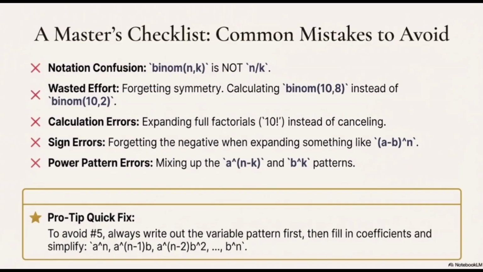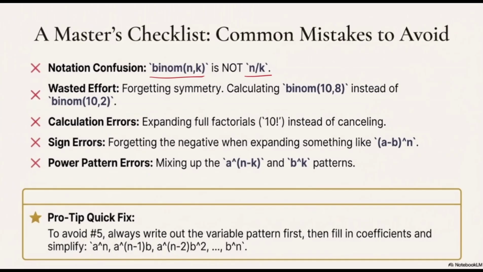So let me talk about some of the mistakes that maybe you have, and it is recommended to completely avoid them. The very first thing is that the binomial of n and k has a formula, and it's not n divided by k. Be very careful about that.